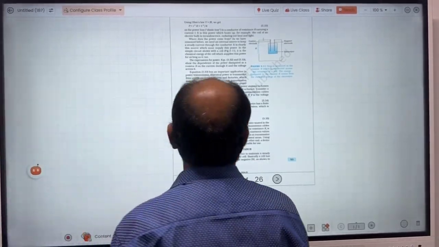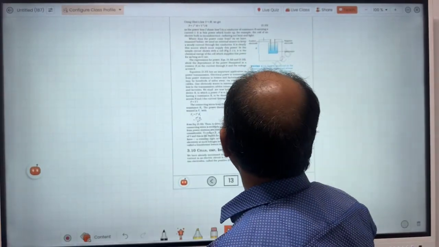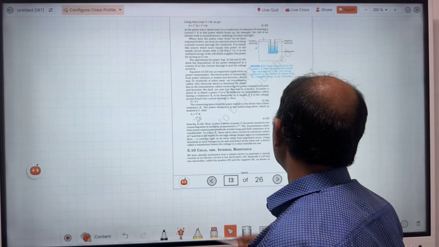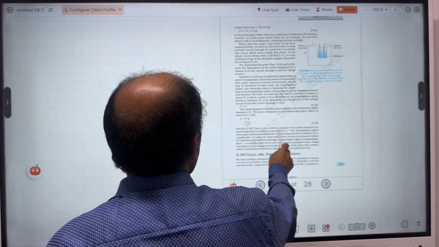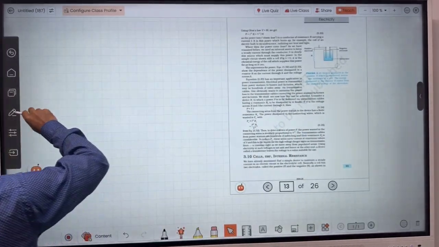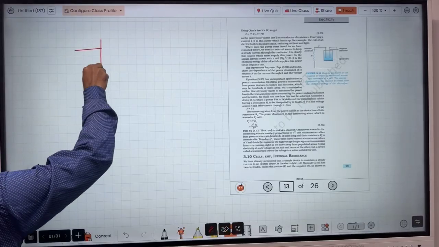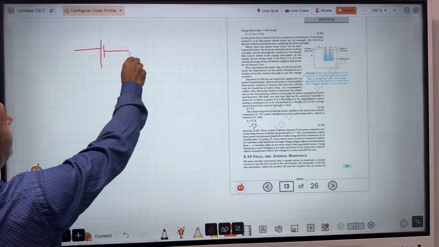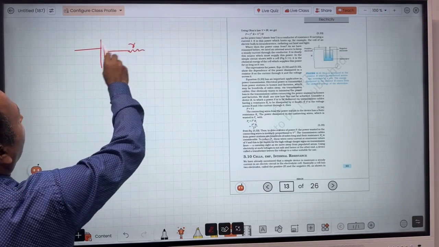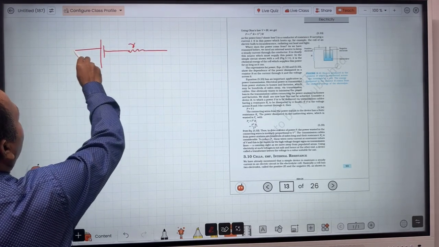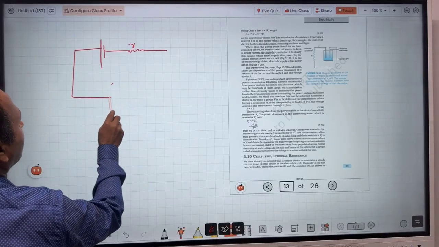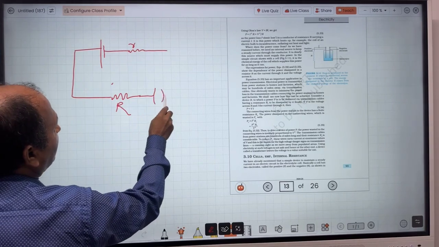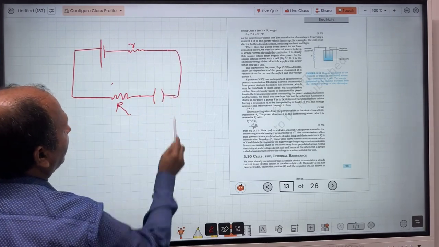Today we are going to continue with the third chapter of class 12 physics, cells, EMF, internal resistance. Suppose this is a cell, so its electrolyte will offer certain resistance. Let's represent it like small r, this is called internal resistance, and then we connect it to an external resistance R, and then there is a key, and now the circuit is completed.